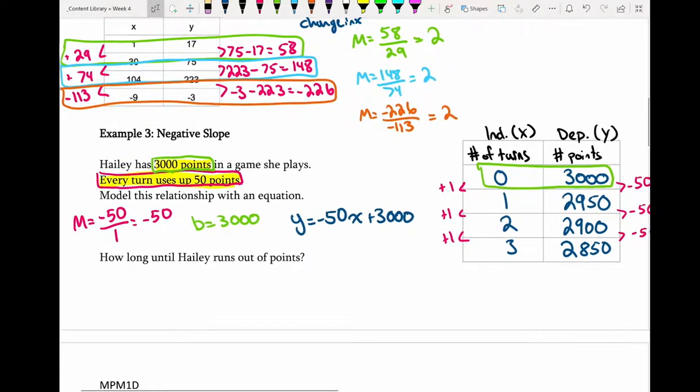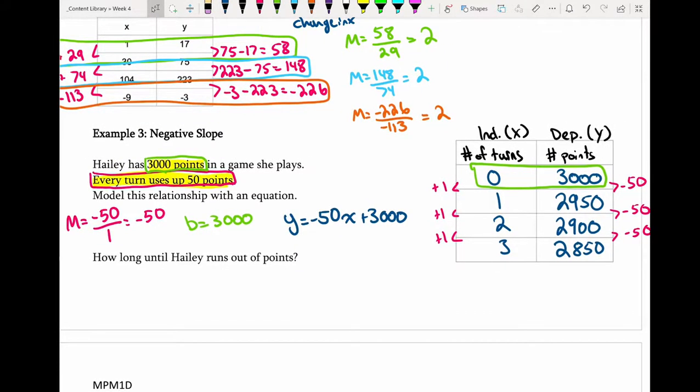The second part asks how long until Haley runs out of points. So this one might be a little bit more difficult, but we can use the table of values if we wanted to and keep on going down number of turns, increasing by 1 by 1 by 1 until we get 0 points. Or another way we can think of it is when she runs out of points, that's basically saying that y equals 0. And what does x equal? How many turns will it take for us to get a y value of 0?